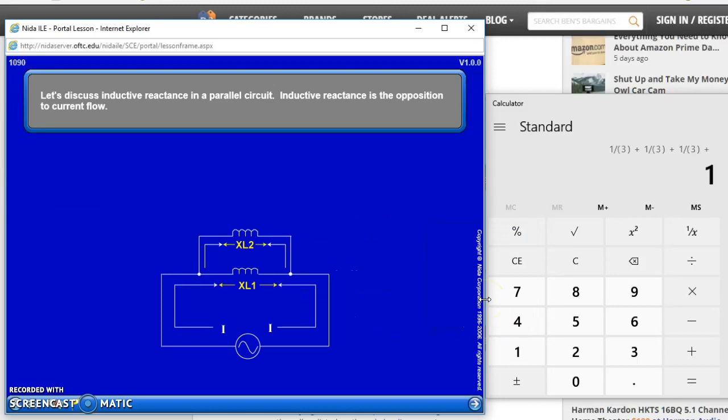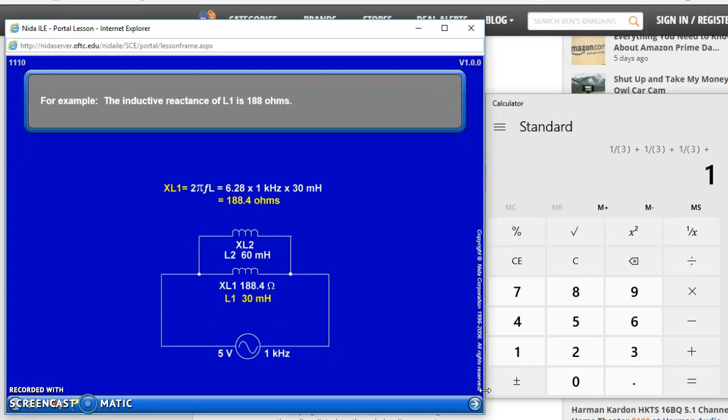All right. So let's discuss inductive reactance in parallel. Inductive reactance is the opposition to current flow. And we already know that. XL, measured in ohms, is dependent on the value of inductance and the frequency of the circuit. So we have to take that in mind. So we already know the formula for inductive reactance. If we hadn't got that down pat, we're already in trouble. X of L is equal to 2 pi FL. Should know that from previous ones.